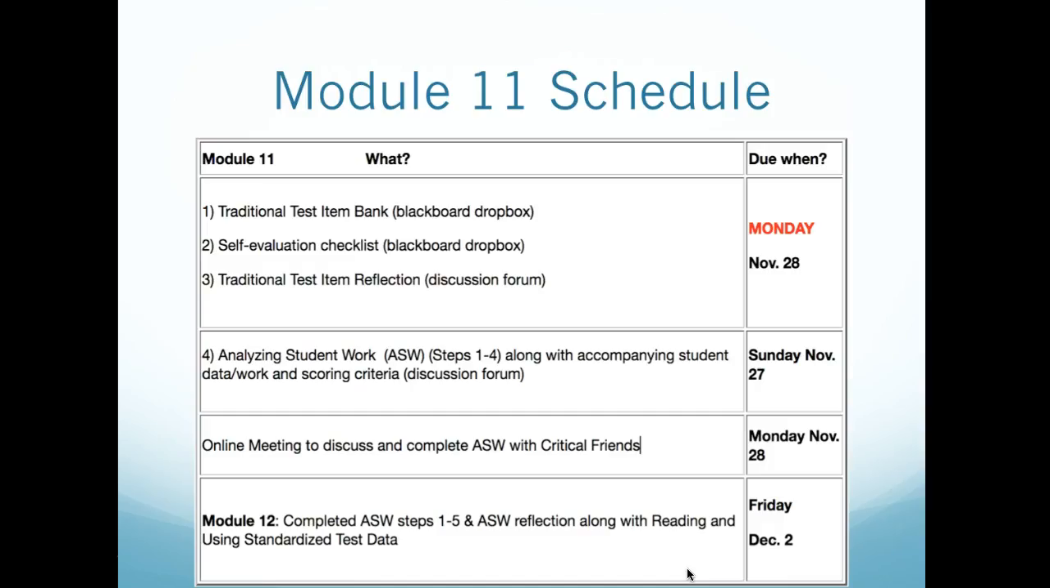So what does that look like? What you're going to submit on Monday, November 28th is your traditional test item bank, your self-evaluation checklist, and your traditional test item reflection. Why, you ask, are they going to be submitted on Monday? And you probably will then think, oh yeah, it's right after Thanksgiving. So instead of having you submit it on Friday as usual, submit it by Monday, because it needs to be in at least before we have class on Monday.